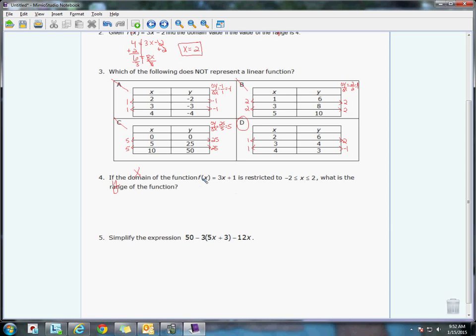Remember, f of x is the same thing as y, so all we're going to do is plug in negative 2, get an answer, plug in a positive 2, and get an answer. So when I plug in negative 2, that's going to be 3 times negative 2 plus 1.